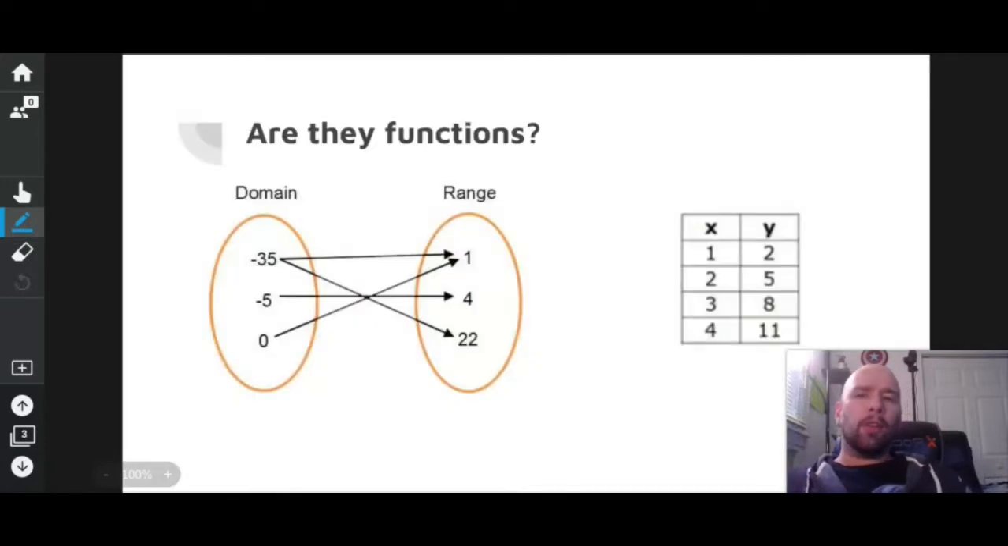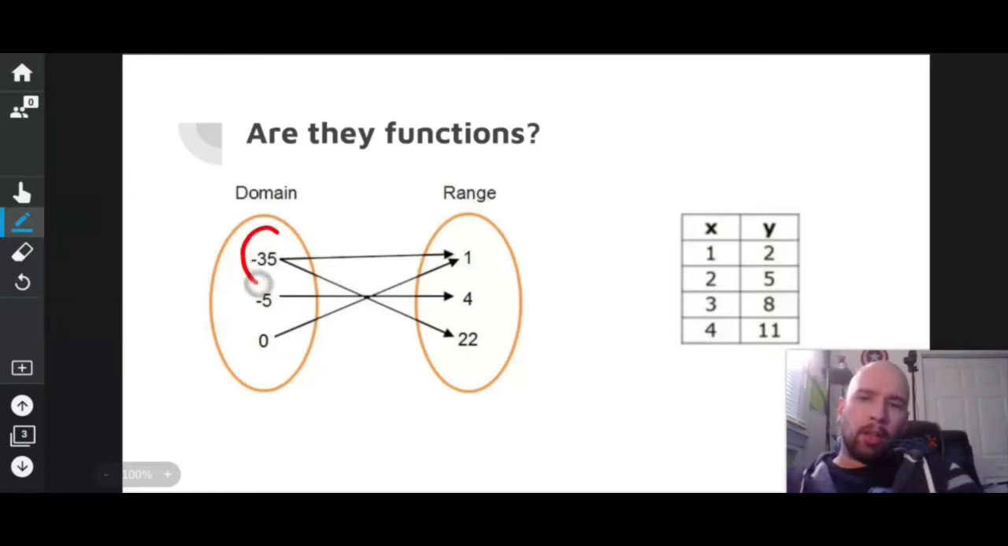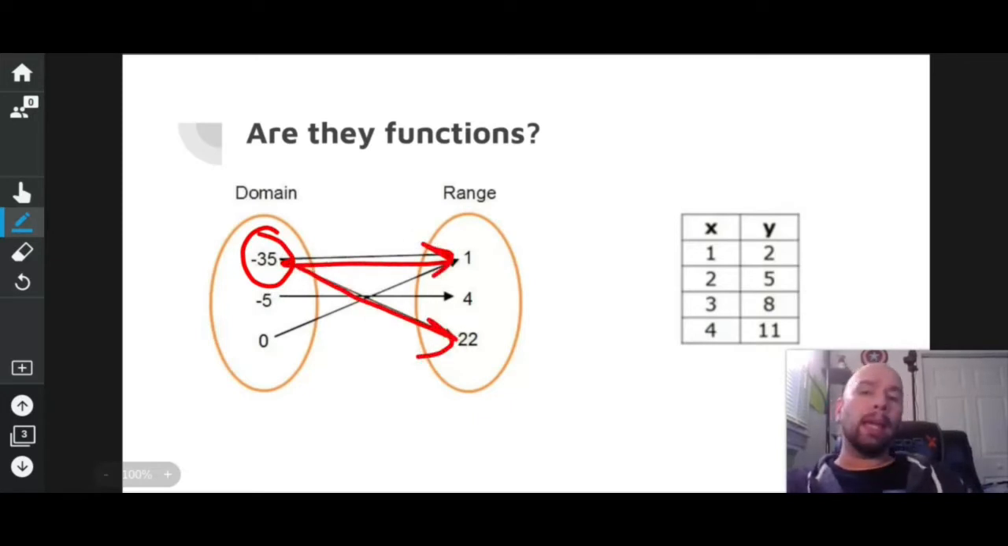So I have to figure out if these are functions or not. Again, if x values repeat, then they're not a function. X values, also known as the domain, also known as the input. See that x value right there, -35? See how it goes to 2 different members of the range? 2 different y values? That means that domain, that x value right there, just repeated. So this is not a function.